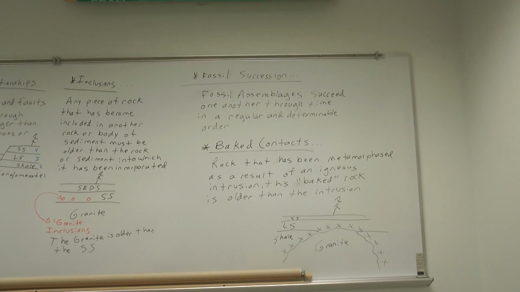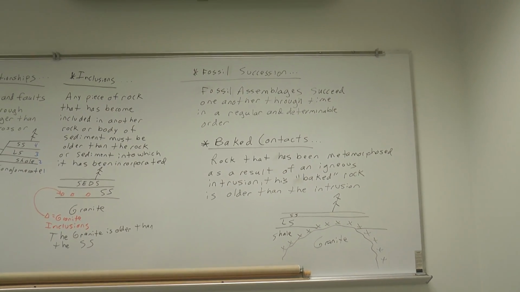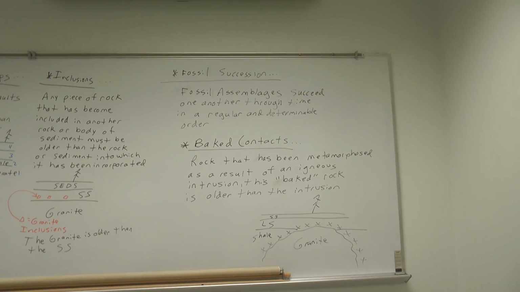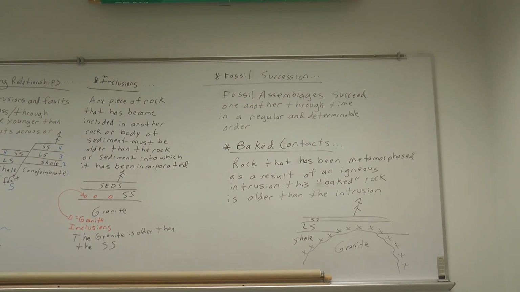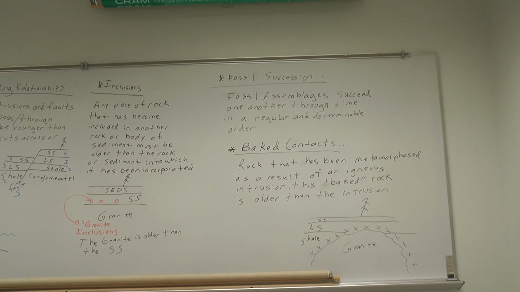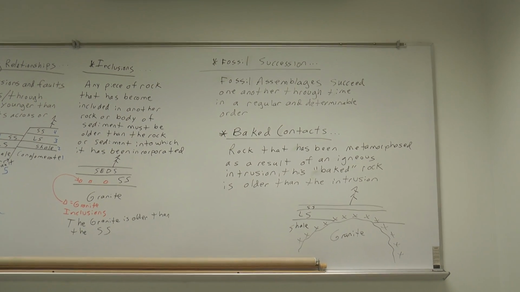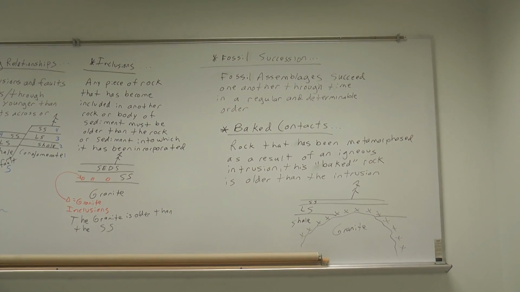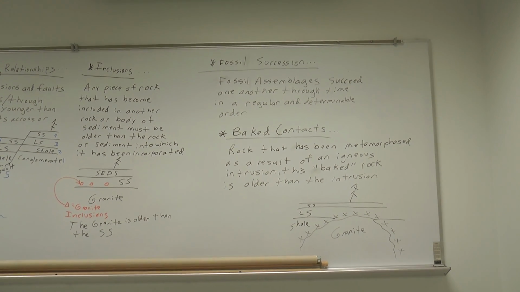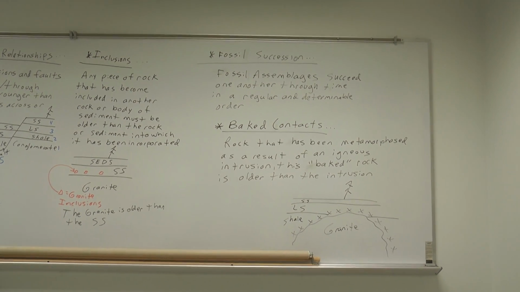Okay. Principle of fossil succession. Fossil assemblages succeed one another through time in a regular and determinable order. There's not really a drawing that I need to do for this. We're just going to say that clever scientists have been researching fossils and doing field work and digging them up and studying them and cataloging them for many, many decades. And we know which species of trilobites, for example, came first, and we know when they went extinct and when new species came along, and so forth.